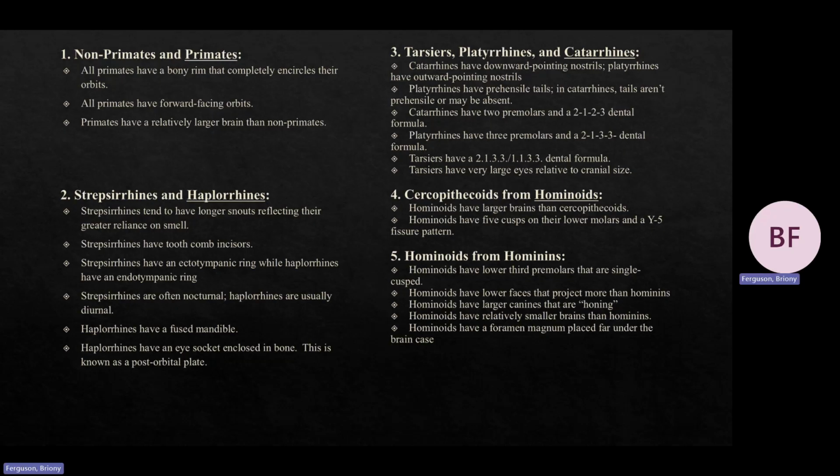Now, between hominoids and hominins, hominoids tend to have lower third premolars that are single cusped. They also have lower faces that project more than hominins, so they have more facial prognathism. They also tend to have larger canines that are honing, which is more of an indicator of sexual dimorphism that hominins don't typically show as much. Hominoids also have relatively smaller brains compared to hominins.